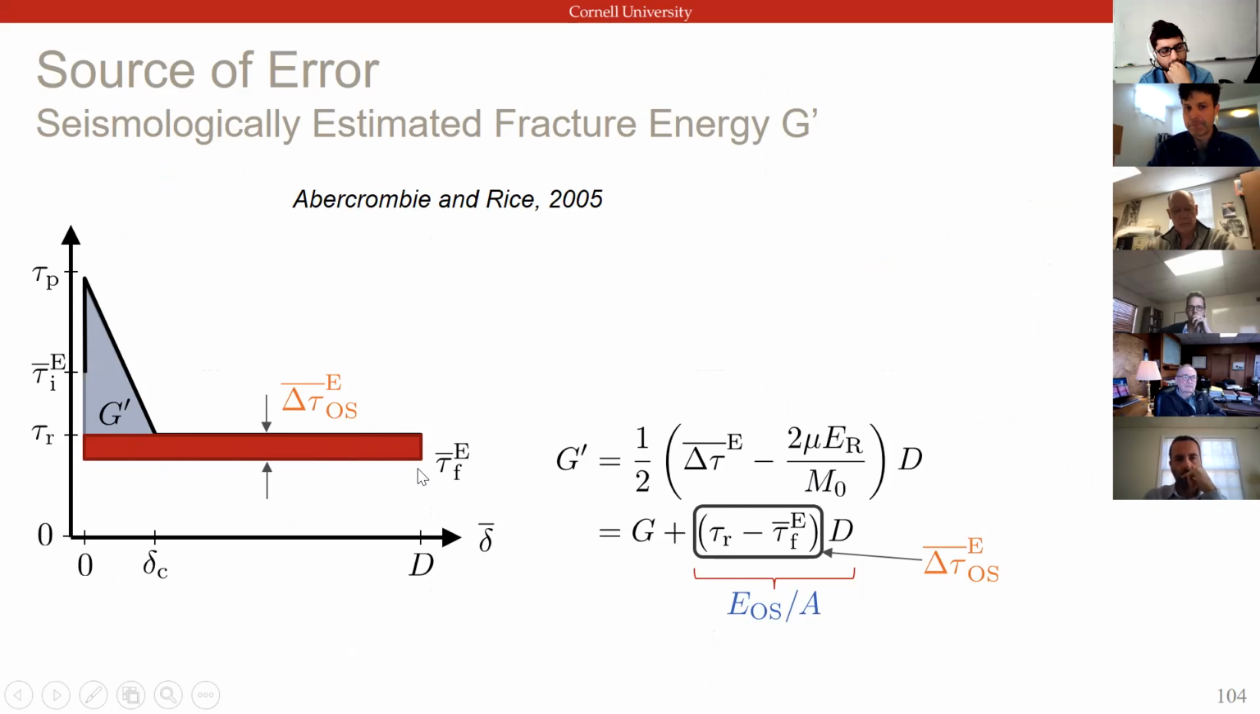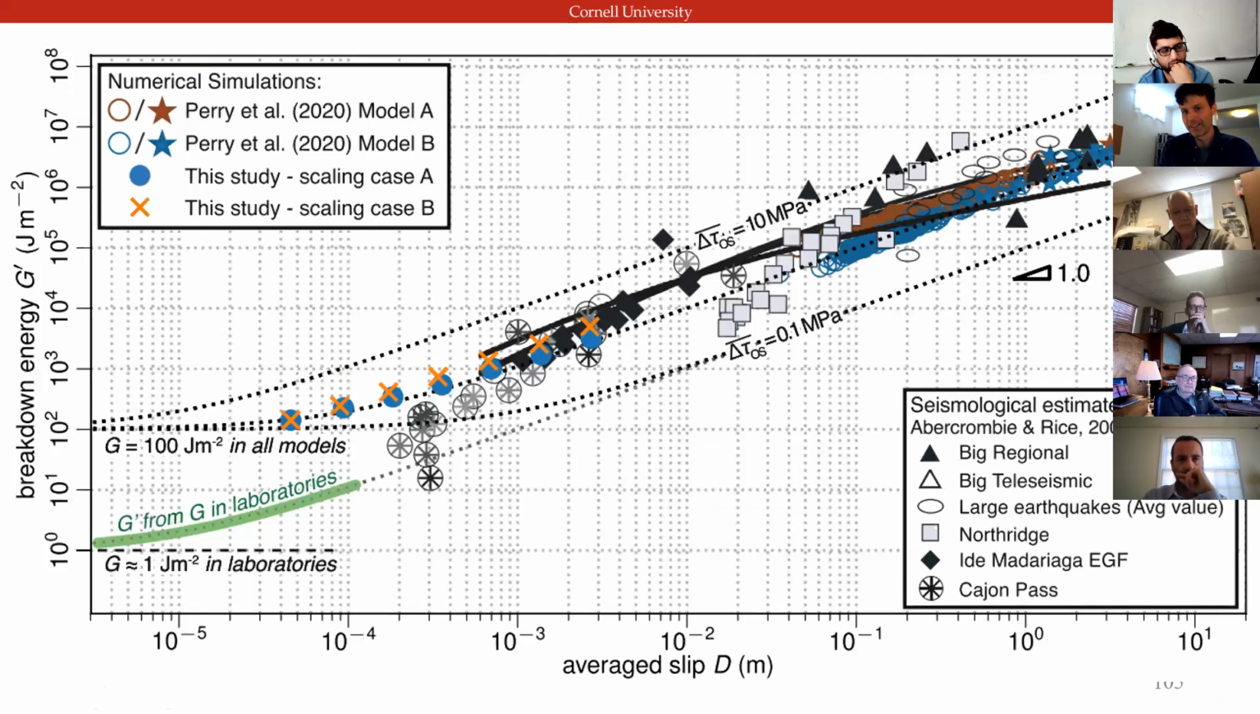And so if you do have a little bit of overshoot, and the overshoot is scale invariant, and that's what we see in our models, then you end up seeing a seismically observable fracture energy that scales, even though the actual fracture energy is much smaller and doesn't scale. So basically we're saying this has been interpreted a little bit wrong, and we should relook at this differently with the study.